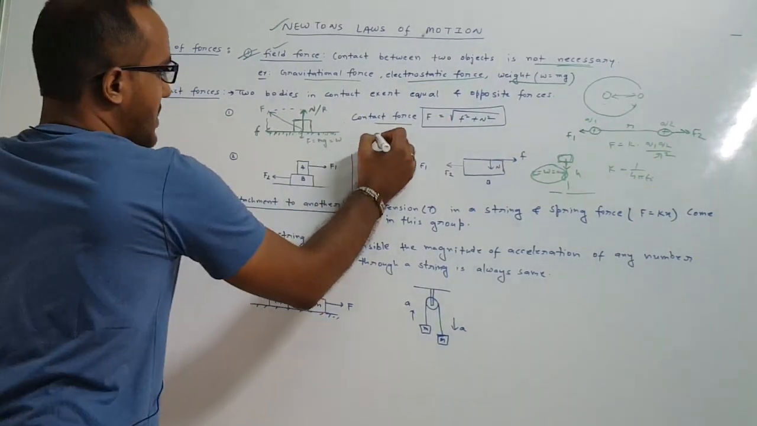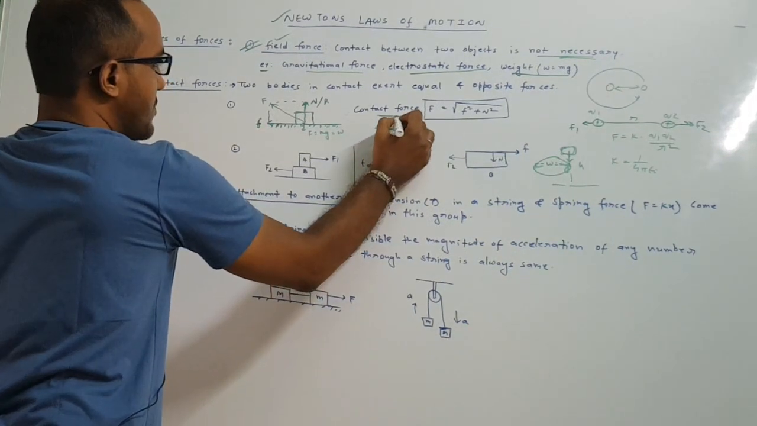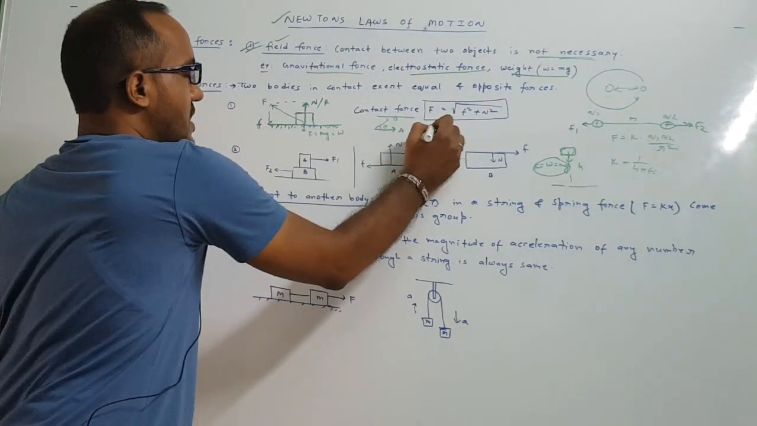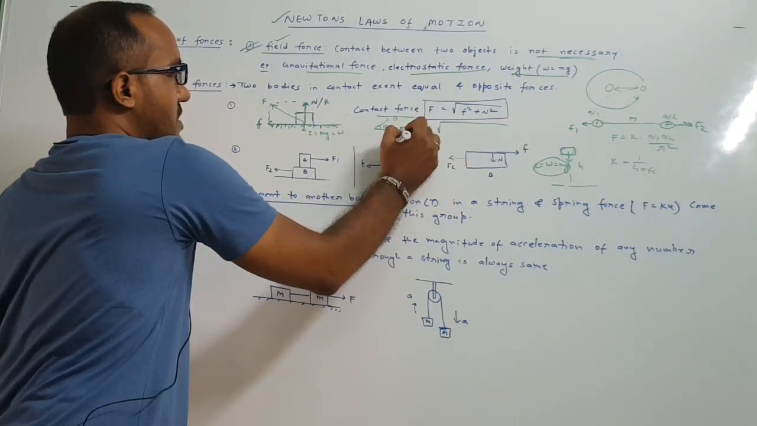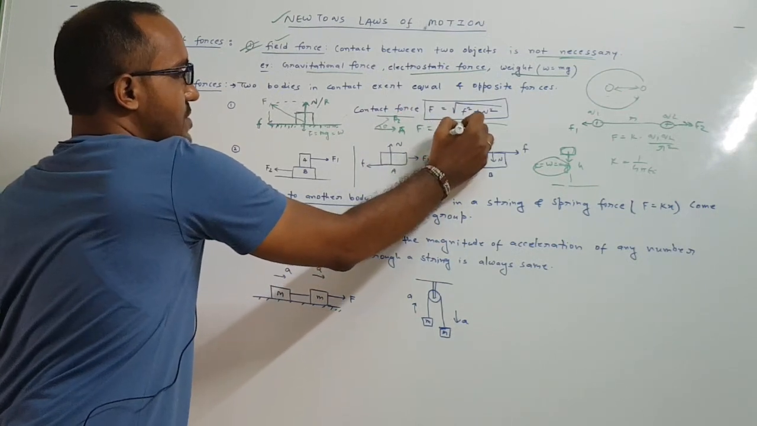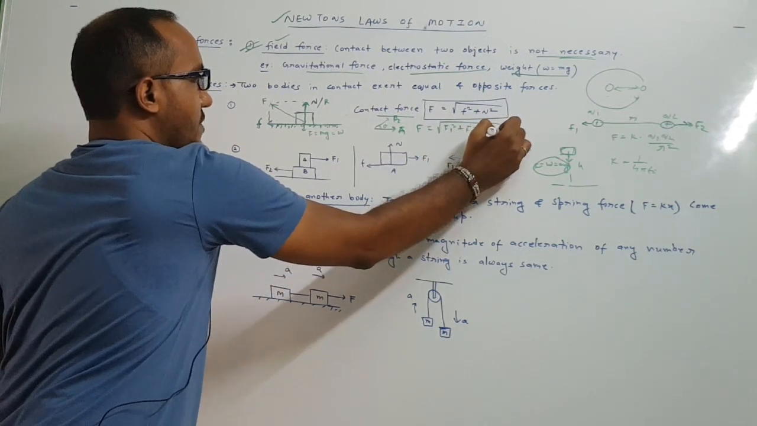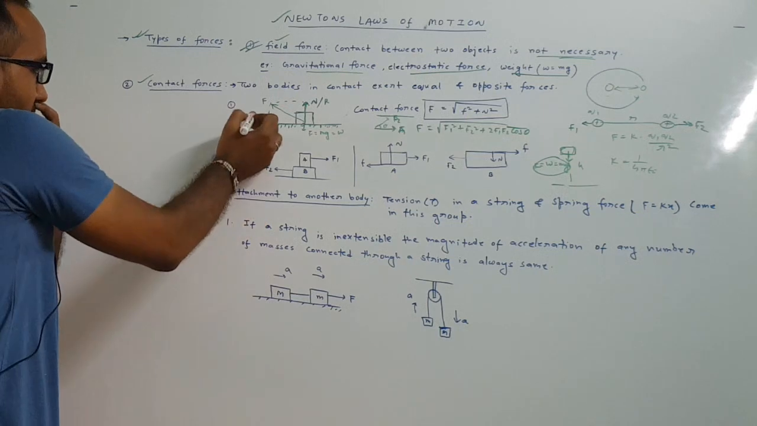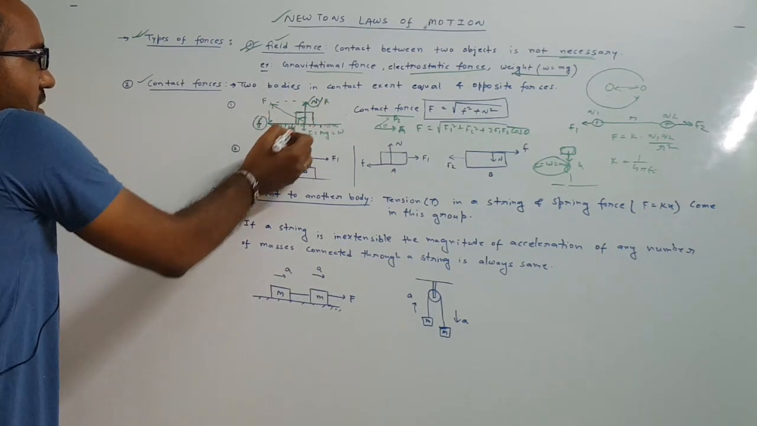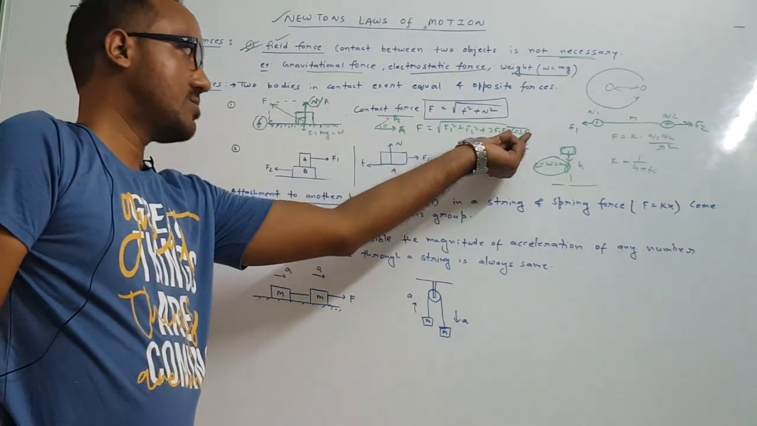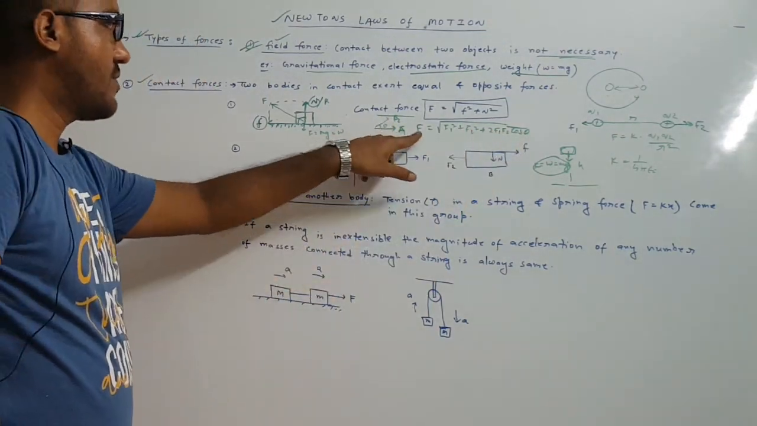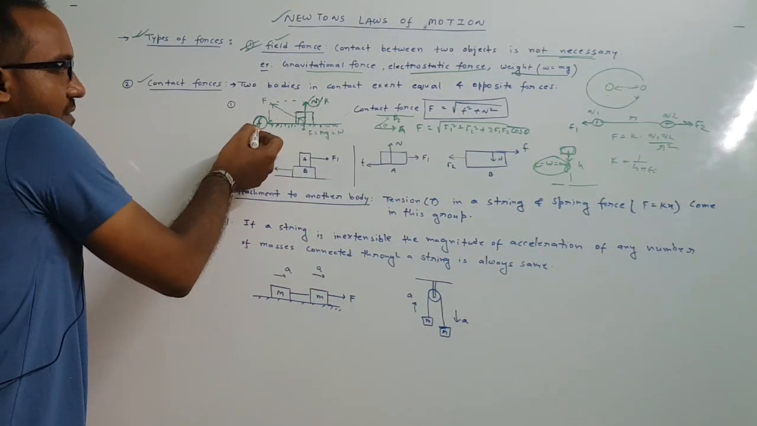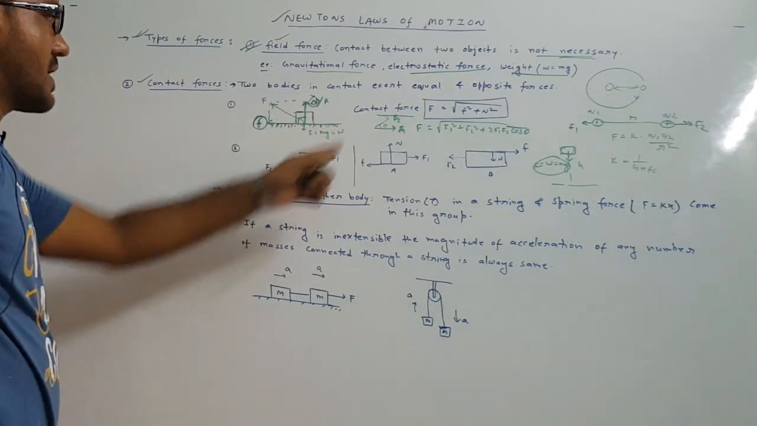Why? Because we know that if there is an angle theta between two vectors, let us say this is F1 and this is F2, then the resultant force is root of F1 square plus F2 square plus 2 F1 F2 cos theta. Now in this diagram we can clearly see that the angle between the frictional force and normal reaction force is 90 degrees. So cos 90 is 0, and this term will be omitted. So the force would be root of F1 square plus F2 square. But in this case F1 is the small f, the frictional force, and the reaction force is capital N.